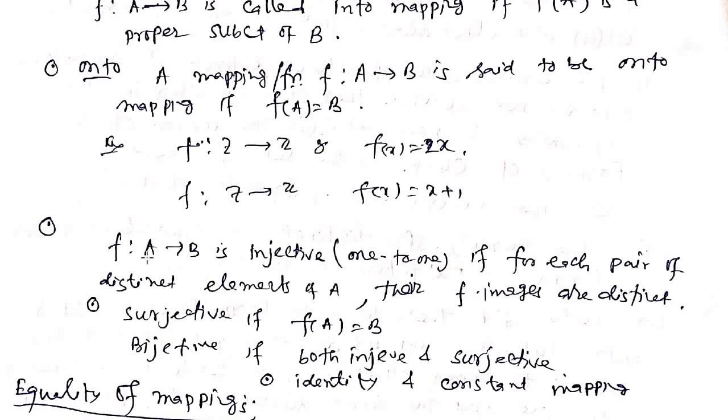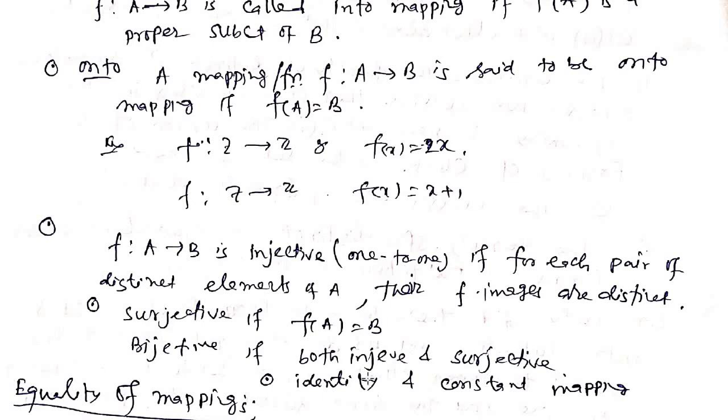So, for other elements 2, 3, all these things, there is no pre-image. So that is not 1-1. So, surjective or onto is the same thing. Bijective: we will say the mapping is bijective if it is both injective and surjective.